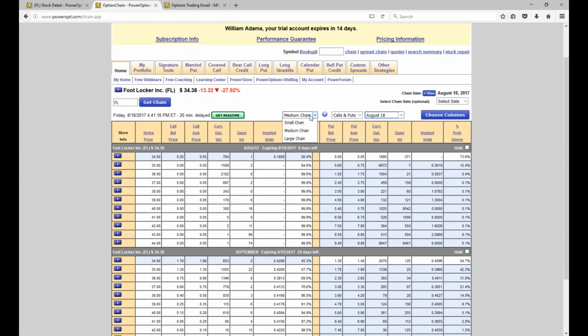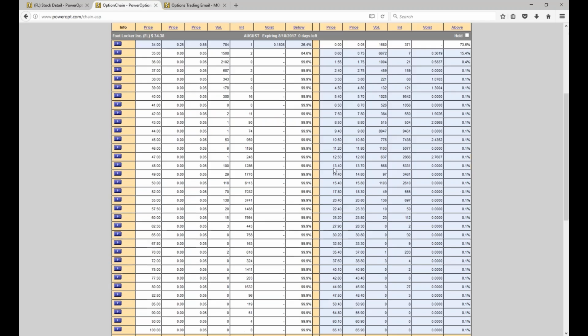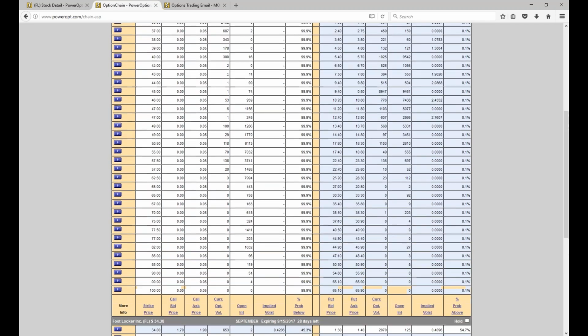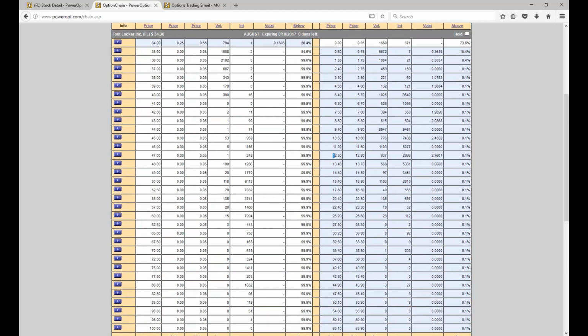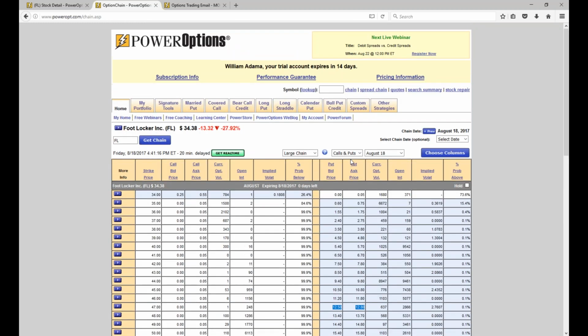August 18th, let's go to large chain, 47 put, geez, 1265. All right, so we would have made $860 profit on a $400 investment. Well, or if you did 10 contracts, a $4,000 investment. Could sell to close it today for around $1265, so netted $860 in 3 days. That would have been a good straddle.